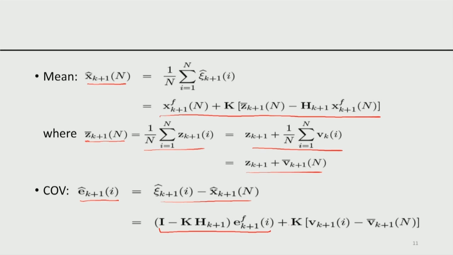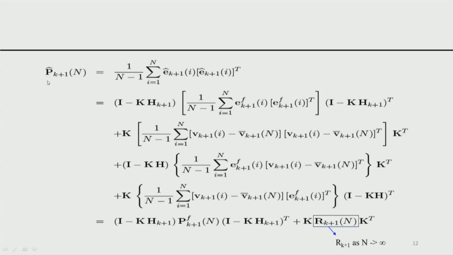The error in the analysis has this structure. Look at this now, V k plus 1 i is the ith member of the observational error. This is the mean of that. So this difference is the anomaly. That anomaly goes to 0 as n goes to infinity. So these are some of the things one has to remember when one tries to manipulate these quantities. These quantities can be very small, but still we need to bulldoze all these small quantities.